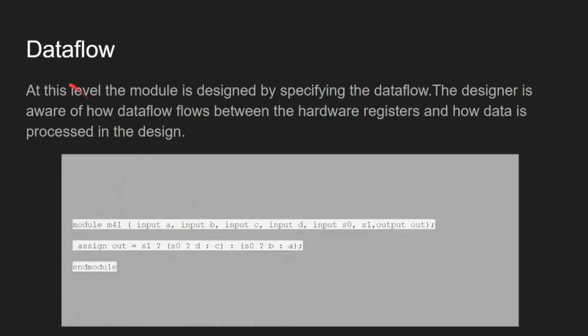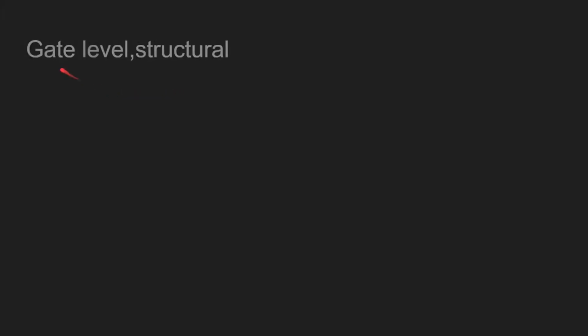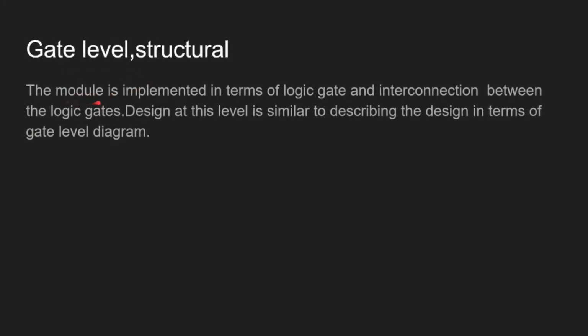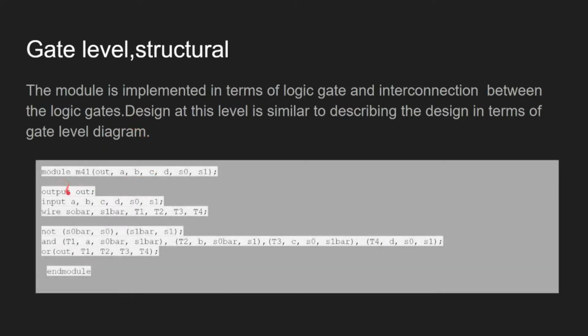That's it. Next is the gate or the structural level. The module is implemented in terms of logic gates and interconnection between the logic gates. Design at this level is similar to describing the design in terms of a gate level diagram. Here you are more into the hardware. That means what hardware will give the functionality. Now this is the gate level description of the same 4:1 mux.